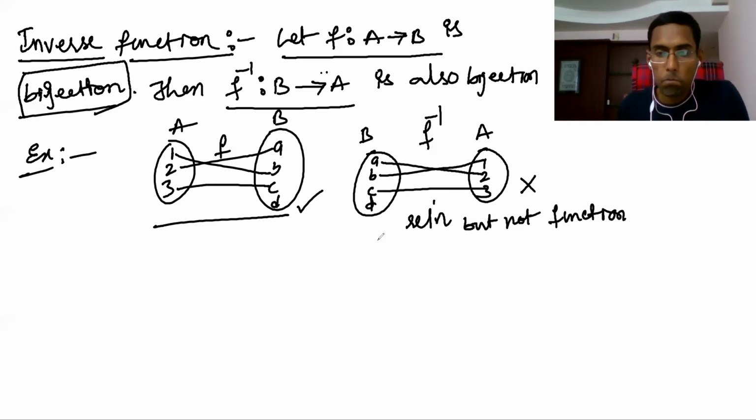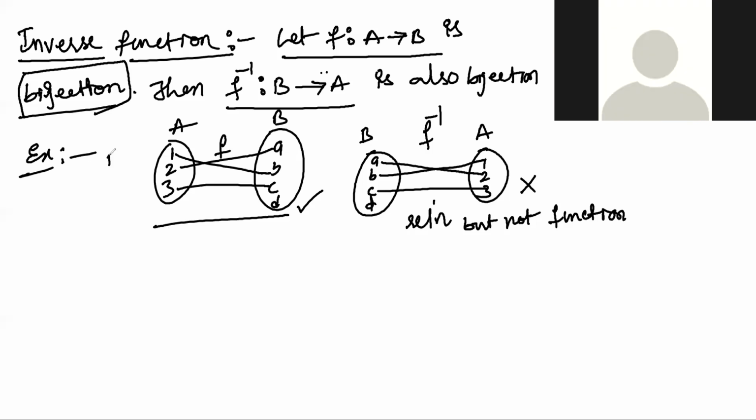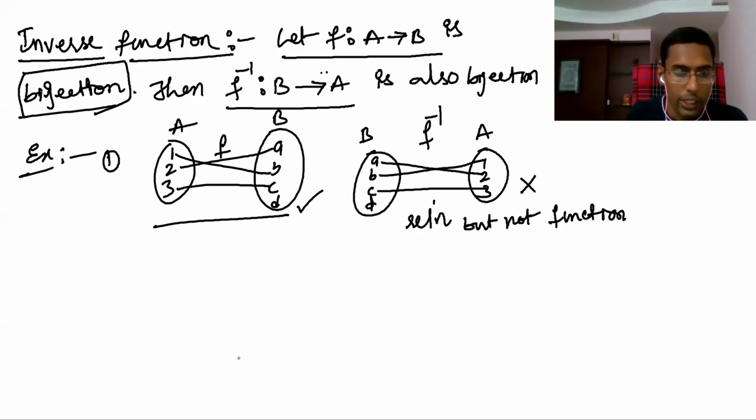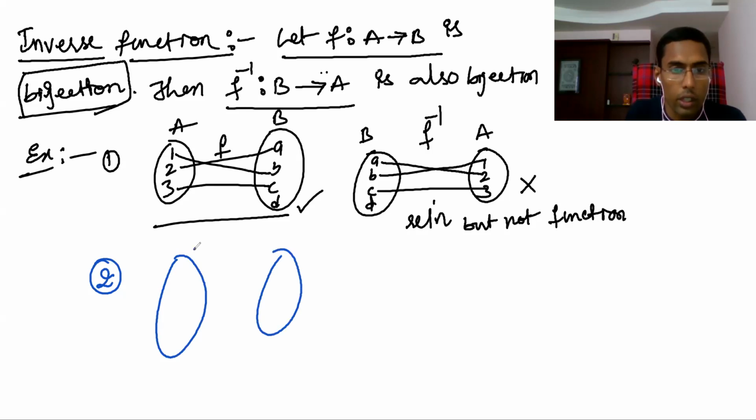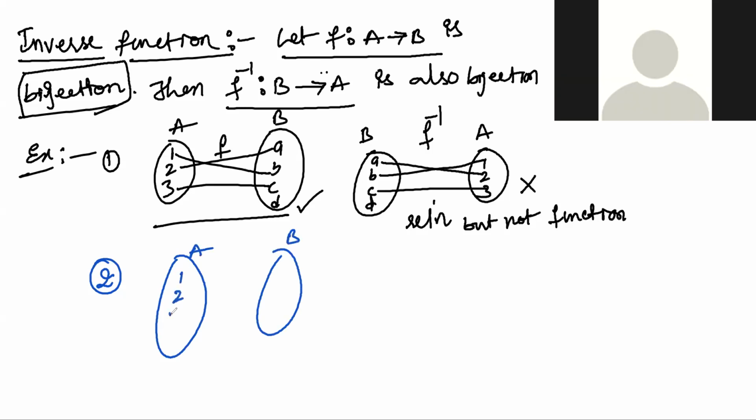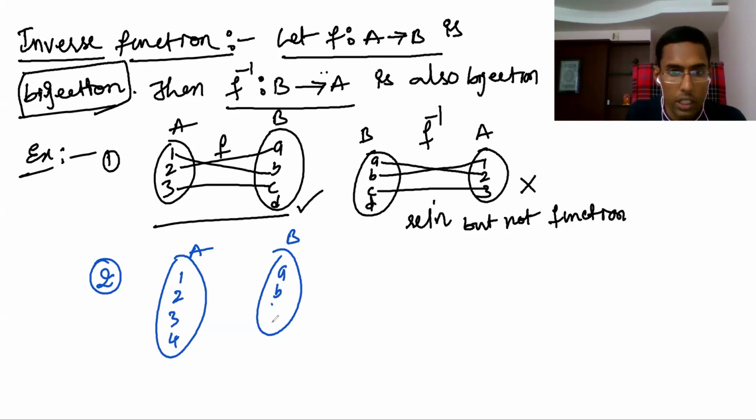So now let's go to the second example. Let's take one more. A is 1, 2, 3, 4, and B is A, B, C, D. If a function is both one-one and onto, that is a bijection, then the number of elements in A must be equal to the number of elements in B. Here four elements means four elements must be there because it's both one-one and onto. Now 2 goes to D, 3 to A, 4 to C.